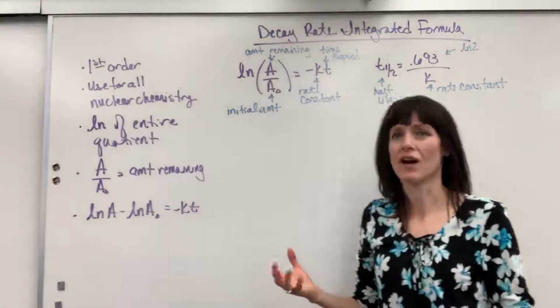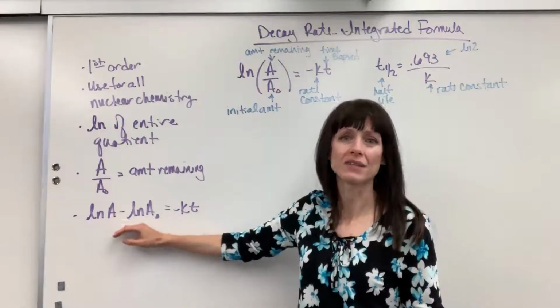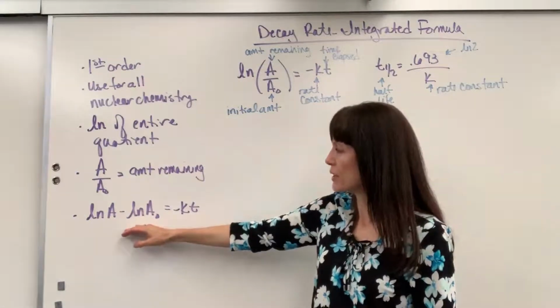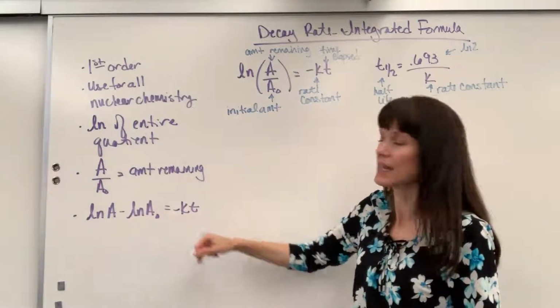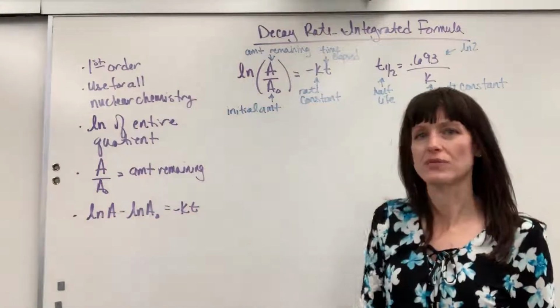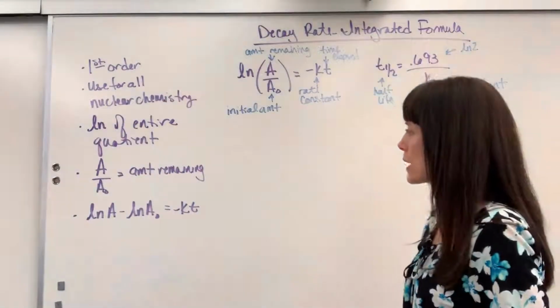You'll remember with natural logs, when you have a quotient, to separate the quotient, it looks like this. You subtract the denominator. So it'd be natural log of A minus natural log of A naught equals negative KT. And it's from this that we get the graph. You can also watch from rate laws the graphs for first order, second order reactions.